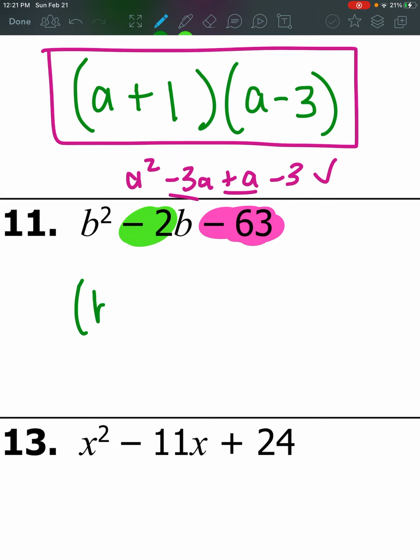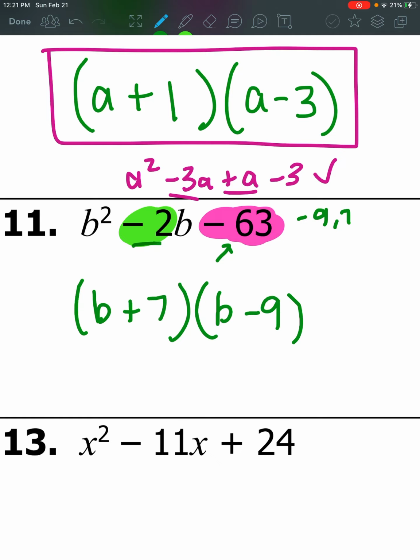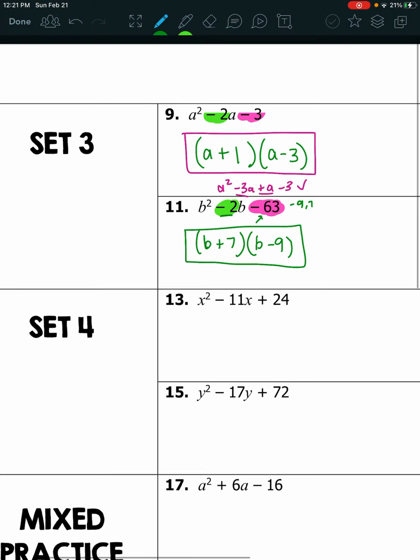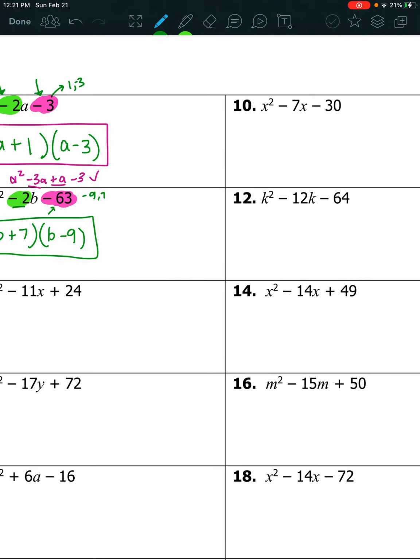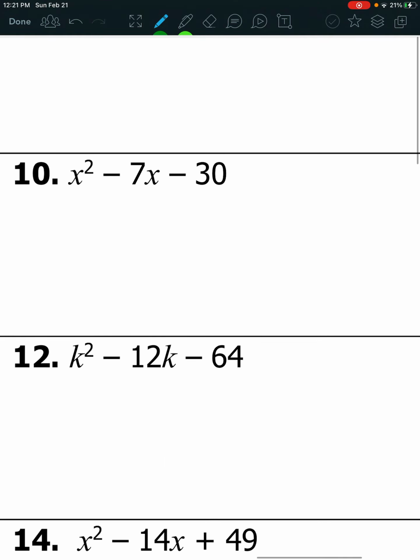So again, we know this set. One has to be plus, one has to be minus. That's the only way we're going to get a C value of negative. So let's think, we've got 3. They're going to be pretty close because the middle term is 2. So let's go with 9 and 7. The bigger factor has to be negative. That way they add to negative 2, and that works. So b minus 9, b plus 7. Again, they could be in any order. They don't have to be in that exact order. Okay? Try those next two on your own and see if you can get these correct.